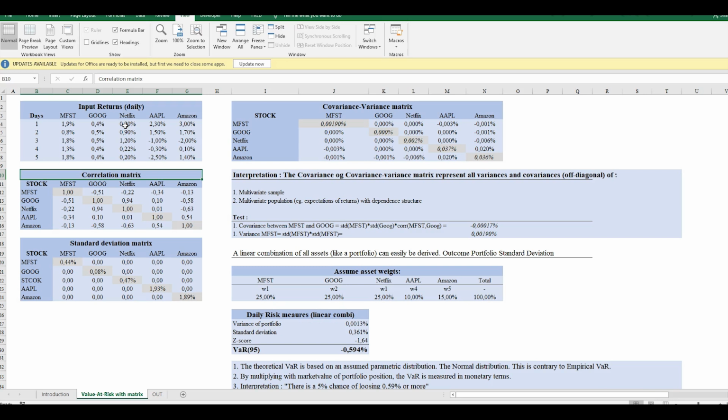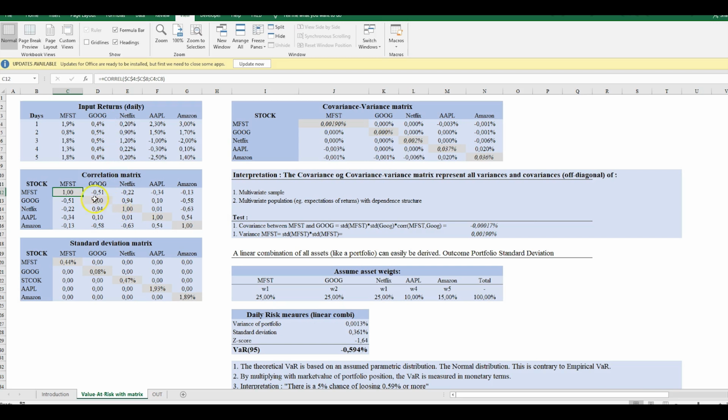And now, before we can calculate VAR, we need to calculate the covariance matrix, and before we can calculate the covariance matrix, we need to calculate the correlation matrix and also what we call the standard deviation matrix. So let's look at the correlation matrix first, which is a symmetrical table of correlation coefficients between the 5 stocks.